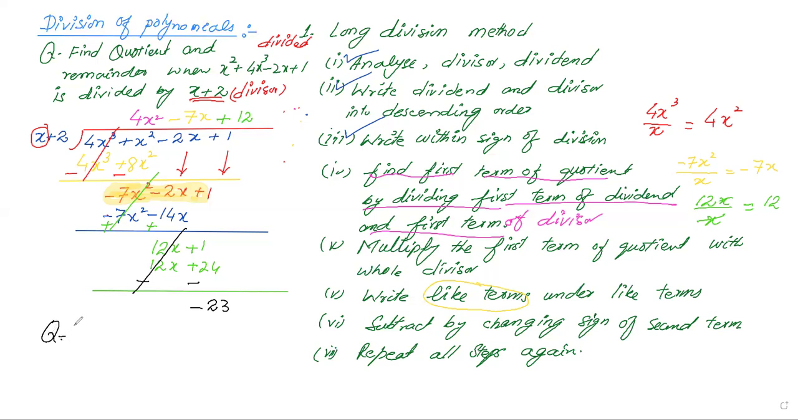So what is the quotient of this question? Quotient means this term: 4x square minus 7x plus 12. And what is the remainder? The remainder is simply minus 23. So that's the first question. I solved this one by the long division method.